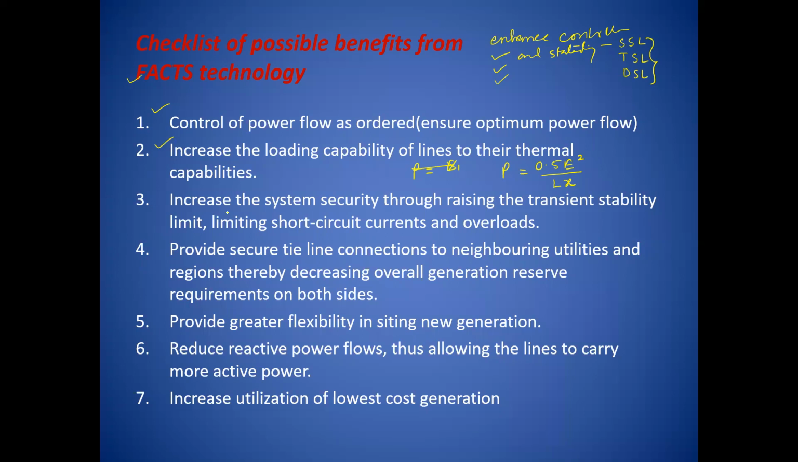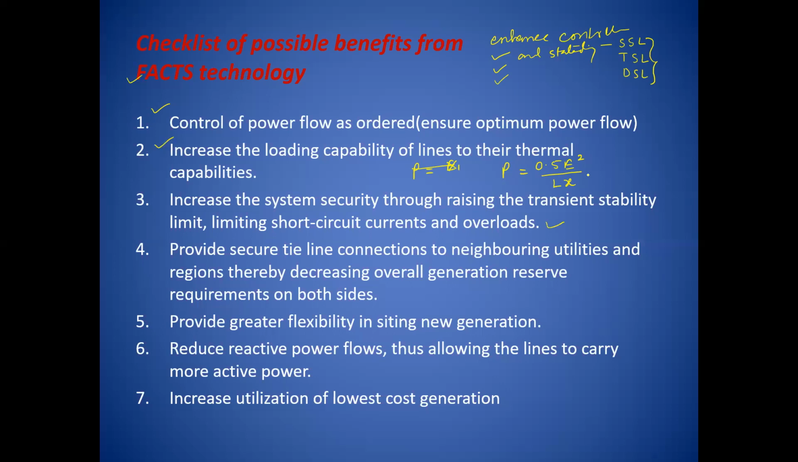Third, increase the system security through raising the transient stability limit, limiting short circuit current and overvoltages. This is one more important point, increasing the system security. The system will be secure only when the system is stable. We can increase the angle delta as long as the system is stable.